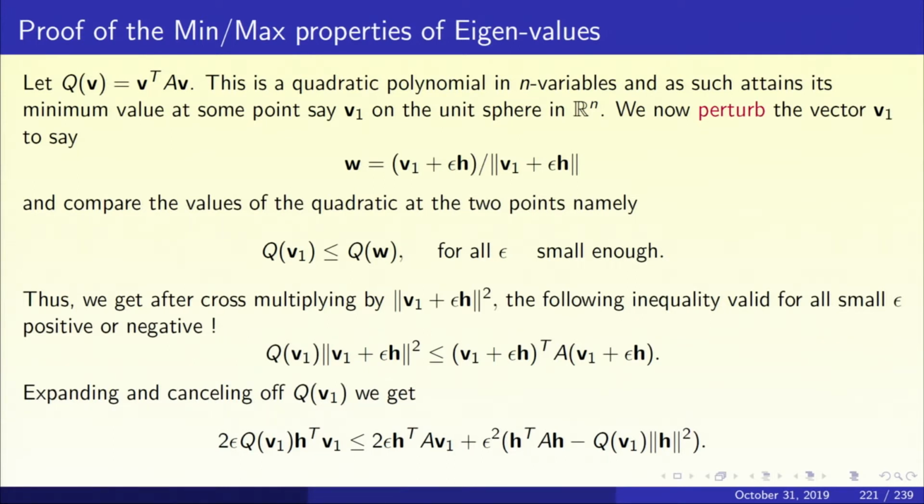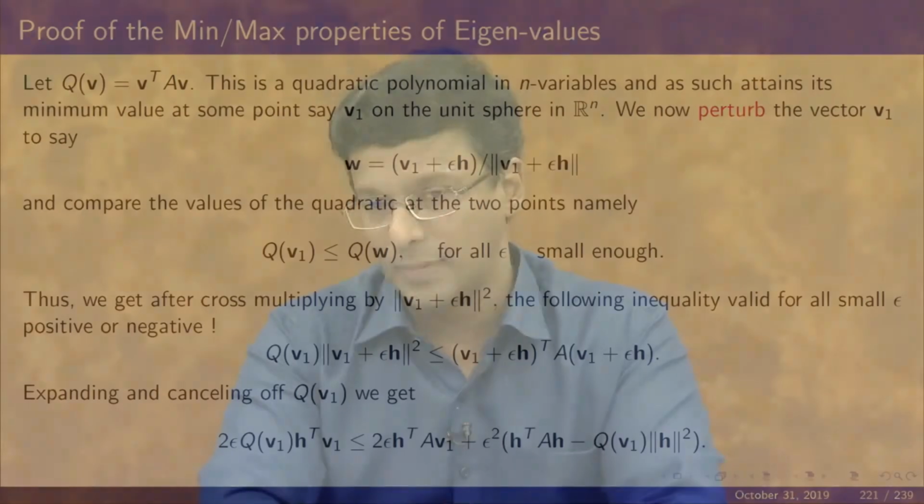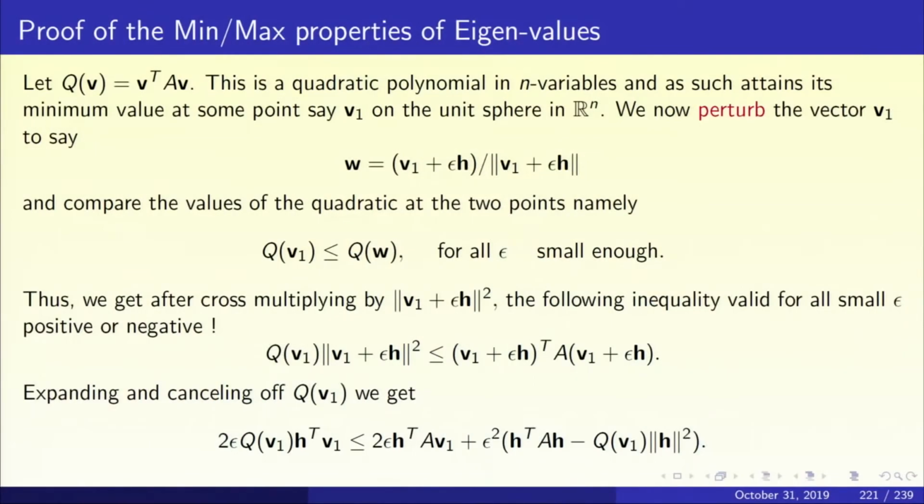So cancelling off Q of V1, what we get is the middle terms. Q of V1 into norm of V1 plus epsilon h squared, that is going to contribute the middle term. What is the middle term? 2 epsilon V1 dot h. But what is V1 dot h? V1 dot h is h transpose V1. So the middle term has been written down. So what do you get in the last displayed equation on the slide? 2 epsilon Q of V1 h transpose V1. Of course, there's going to be an epsilon squared norm h squared term, and that term has been thrown to the right hand side, as you see in the last displayed equation in the slide.